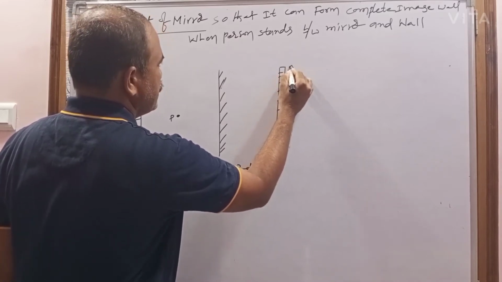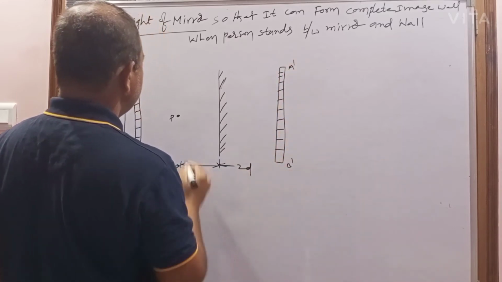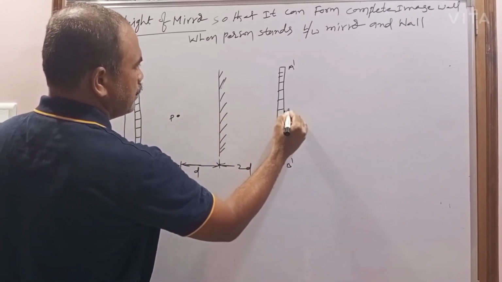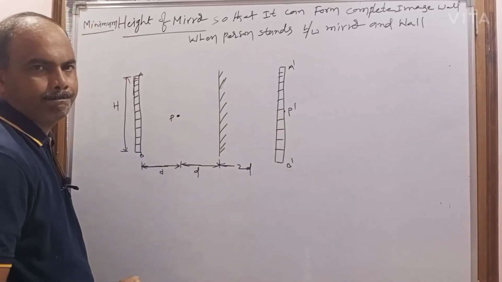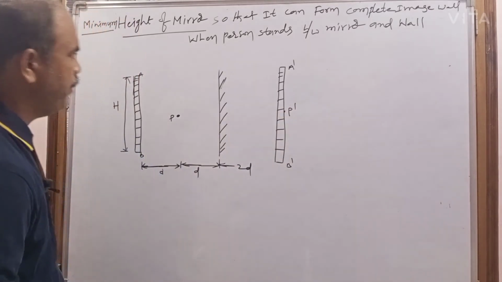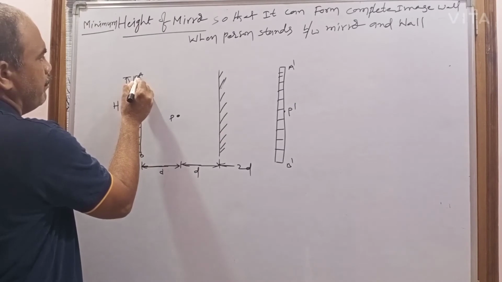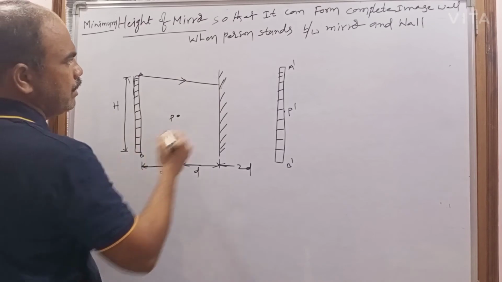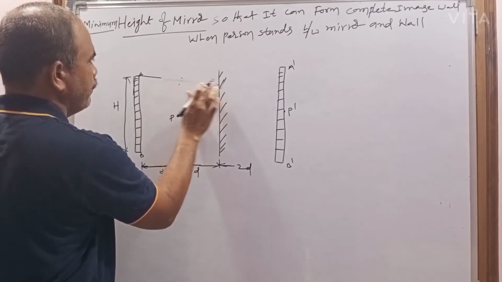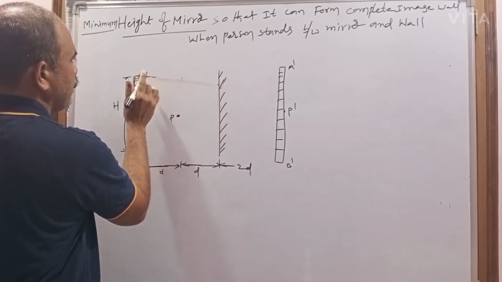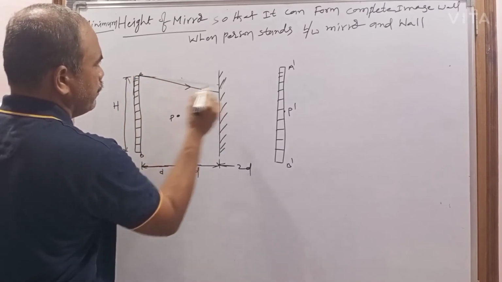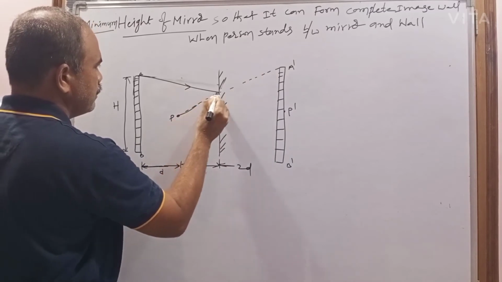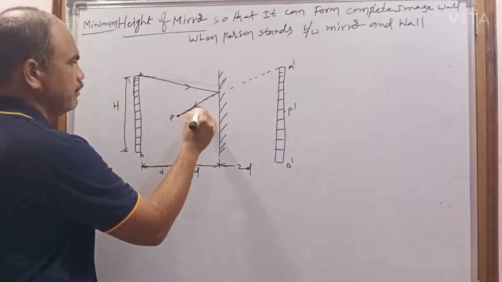Now consider the image is A dash B dash, and this is P dash, exactly opposite to the person. So how can it be formed? When a ray coming from the top of the wall is incident here, it appears to be coming from this place and reaches the person. This is a reflected ray.